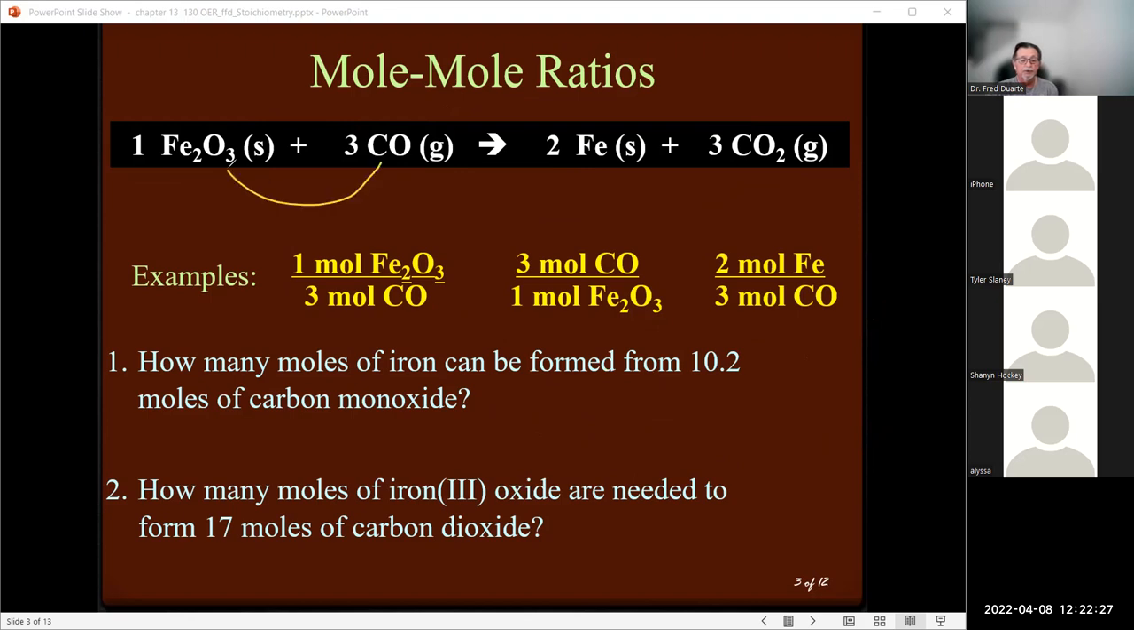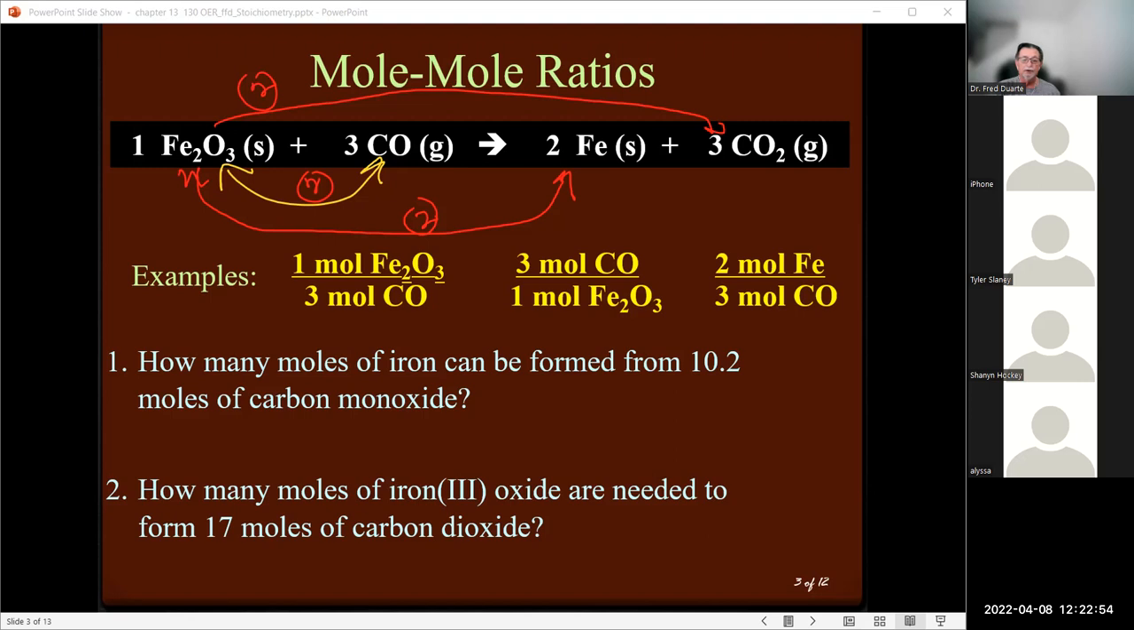So between the 2 reactants, between iron 3 oxide and iron, there's 2 right there, 2 more ratios. There's 2 here. And then between the iron 3 oxide and carbon dioxide, there's 2 more right there. Okay. And we change the color here.